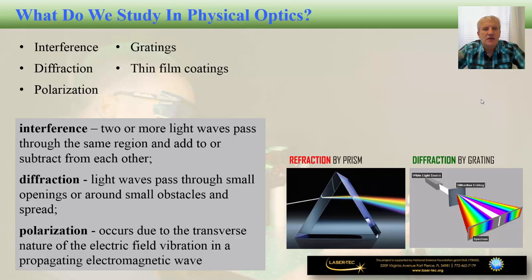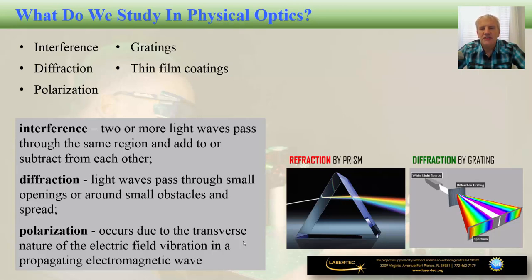Interference is a phenomenon when two or more light waves are passing through the same region and adding or subtracting from each other. Diffraction is when the light waves pass through small openings or around small obstacles and spread. And finally, polarization is a specific phenomenon that occurs due to the transverse nature of the electric field vibration in a propagating electromagnetic wave. We are going to be talking about that more in detail in the slides that follow.